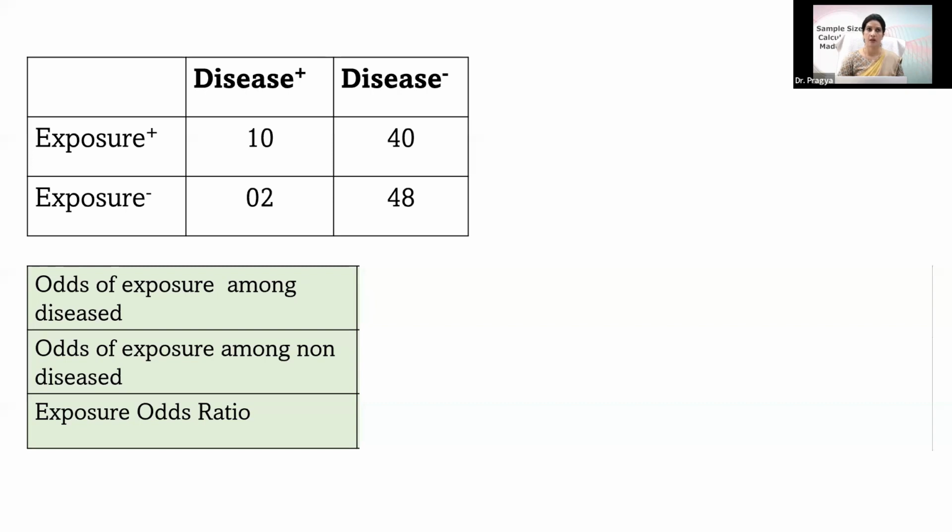Yes. Odds of exposure among the disease. So you have to write 1 by 4? No. Yes, Tanya is right. Odds of exposure among disease: out of total 12 people, exposed are 10. So it will be 10 by 2. Is it right? And then the next question, odds of exposure among non-diseased.